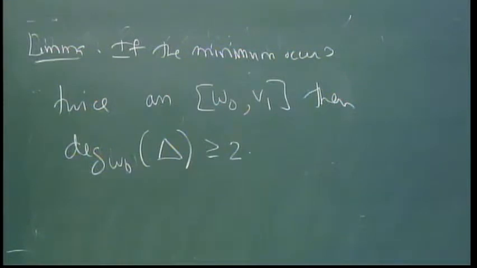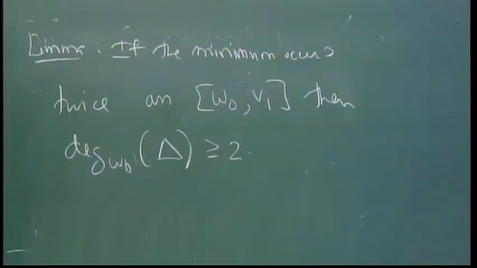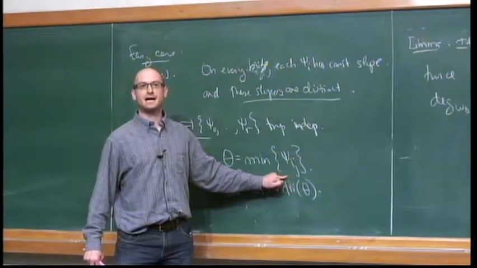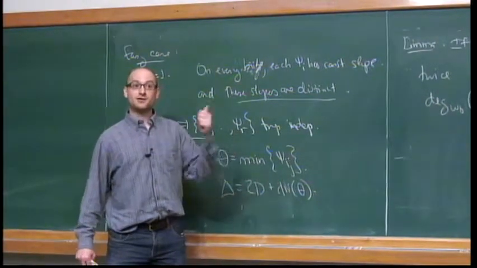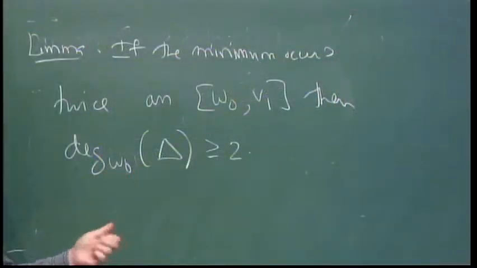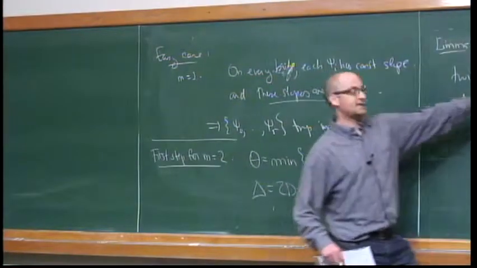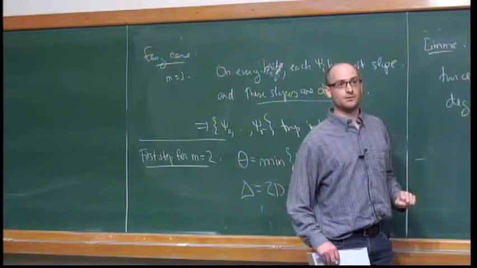So the degree of delta can be read off from the slope of theta, which has to agree with the slope of two psi ij's. And there's one psi ij which gives the slope that would give degree 0. That's psi 0,0. And psi 0,1 is the only psi ij that gives the slope that would give degree 1. So because there are at least two psi ij's that achieve the minimum on this edge, the degree has to be at least 2.